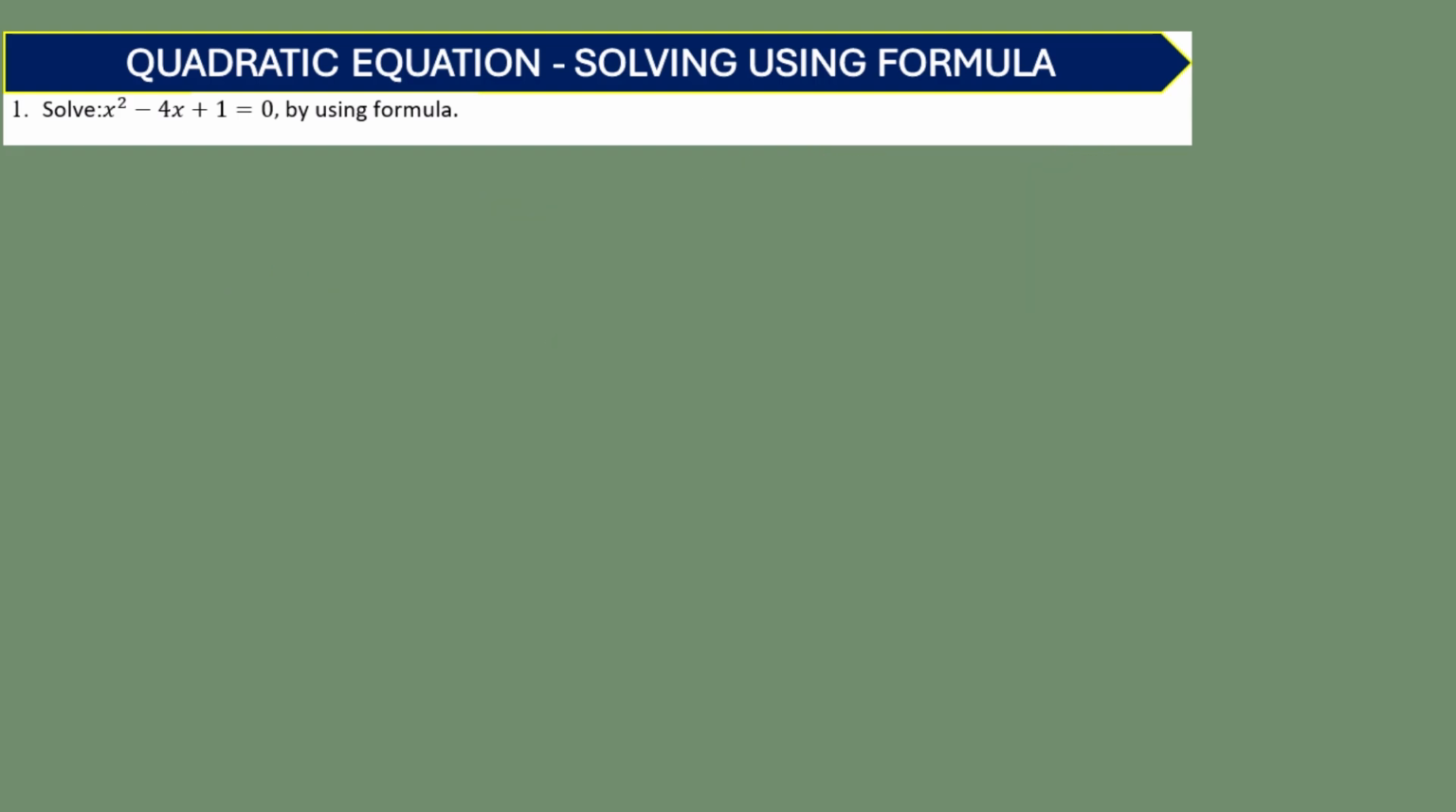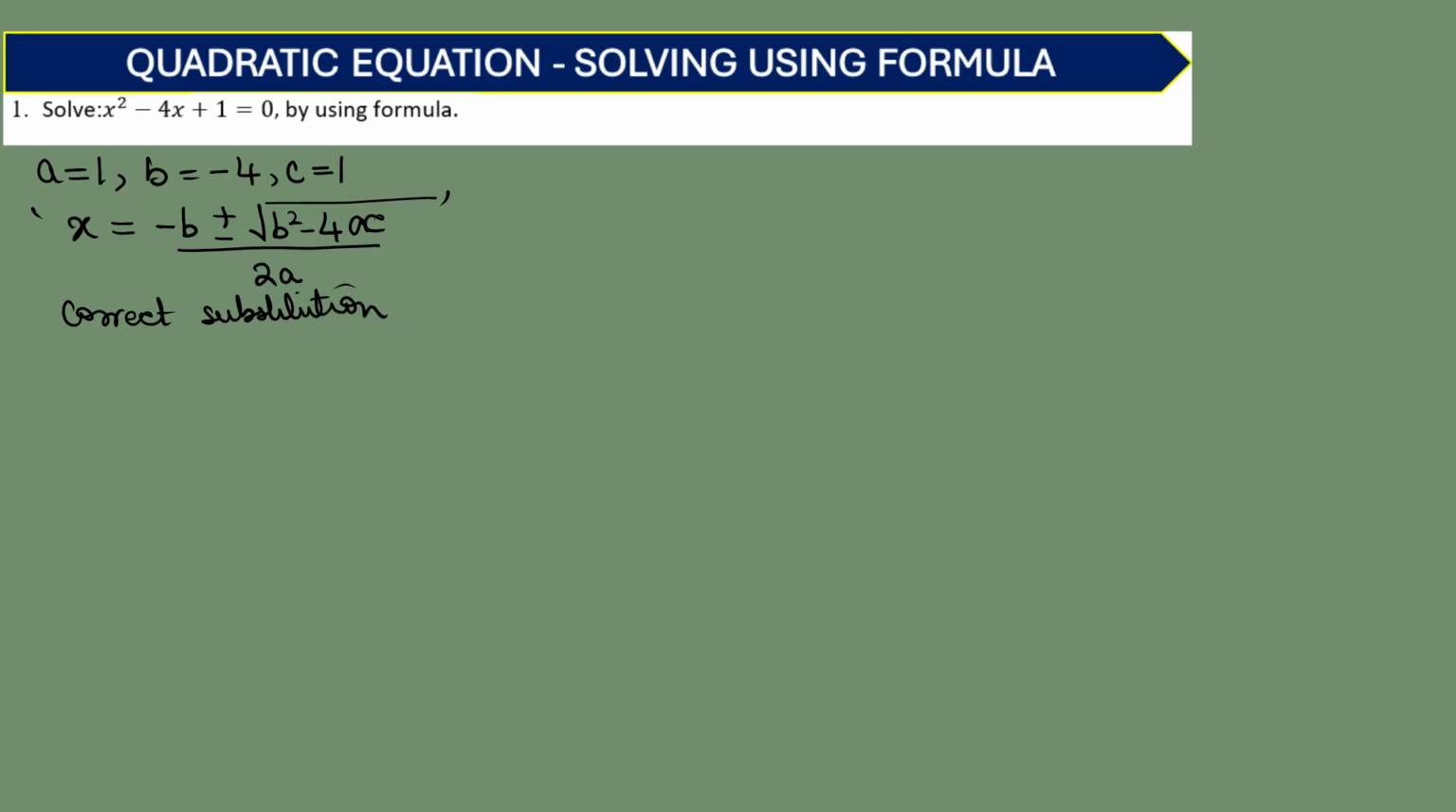Alright, moving on with our numerical. Here we know that a is equal to 1, b is equal to minus 4 and c is equal to 1. So what will be the values of x? Values of x will be x is equal to minus b plus minus under root of b square minus 4ac upon 2a. Now remember, writing this formula is not important. But the next step that I am going to write is called correct substitution in formula.